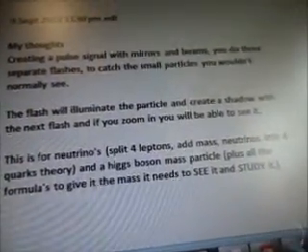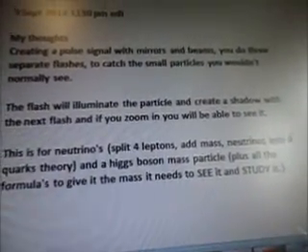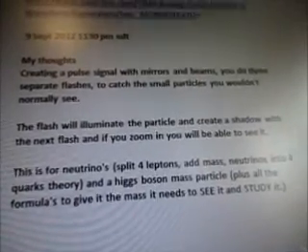So the whole point of the Higgs video is to find a way to make a Higgs particle last longer than a split second.